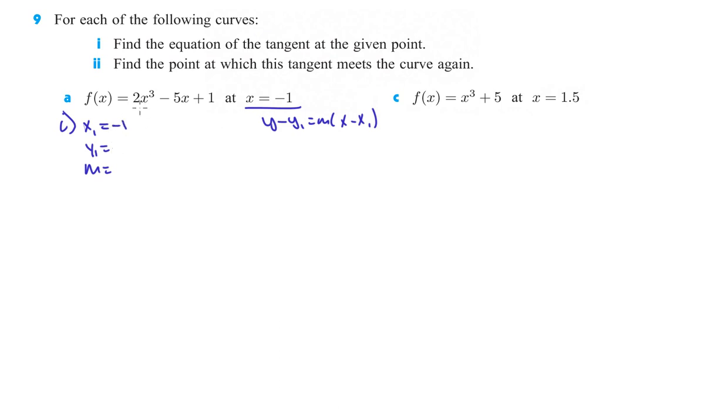To find the y, let's just simply plug -1 into this function here. So 2 times -1 cubed minus 5 times -1 plus 1 is going to give us what our y is. -1 to the third power is still -1, so that's going to be 2 times -1 is -2. -5 times -1 is plus 5 plus 1. So that's going to give us y equals 4.